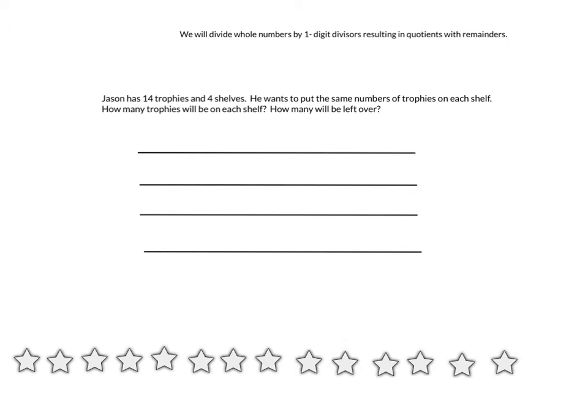So we could write an equation for this: 14 divided by 4. Now we need to think about, if we take 14 and put it into 4 groups, how many will be in each group? If I count by 4s, I go 4, 8, 12, 16. Now, I know 12 works. So that's 3 groups of 4. Okay? And we also know 3 times 4 is 12.